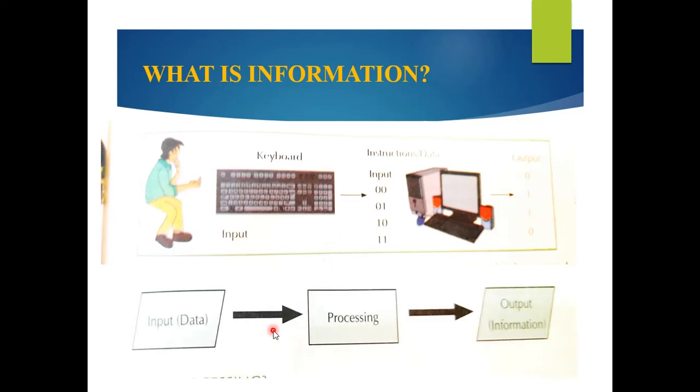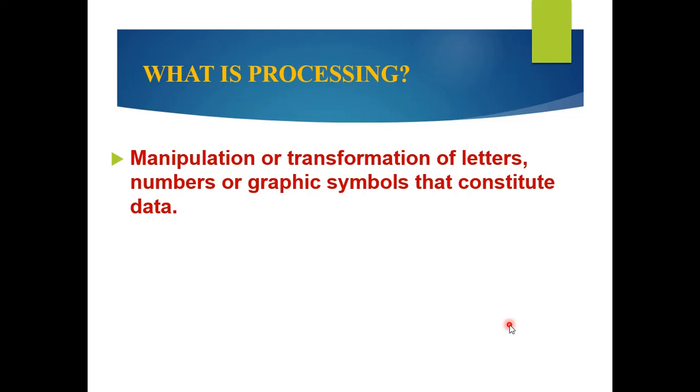Here I have given it in flowchart form. Input is given by the user and the computer will accept that, it will process it, which is called processing, and after processing it will give useful information, that is the desired result in the form of output, which is called information. So, understood children what is meant by information? Now we can move to what is processing.